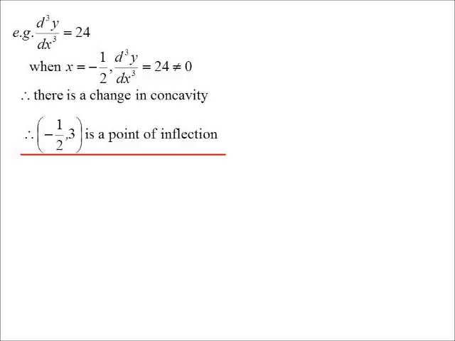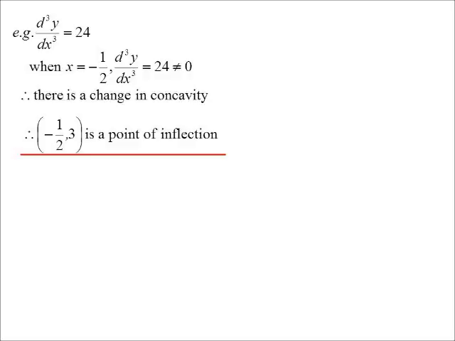First derivative, 3x squared. Second derivative, 6x. Third derivative, 6. We're substituting in x equals 0. The first time that the derivative is not 0 is the third derivative. Thus, it's a point of inflection.